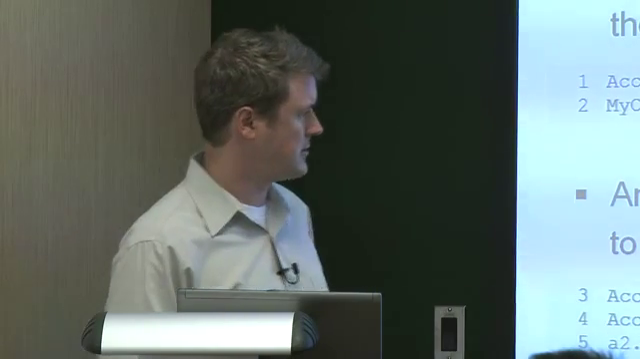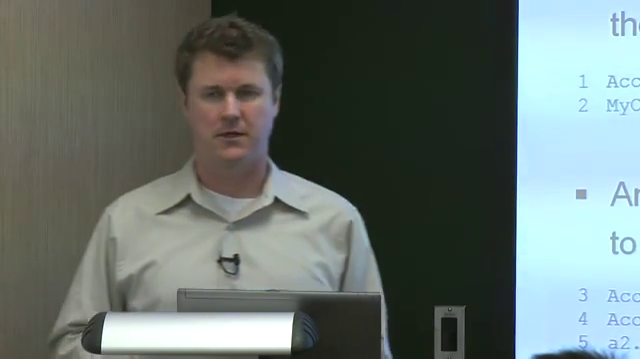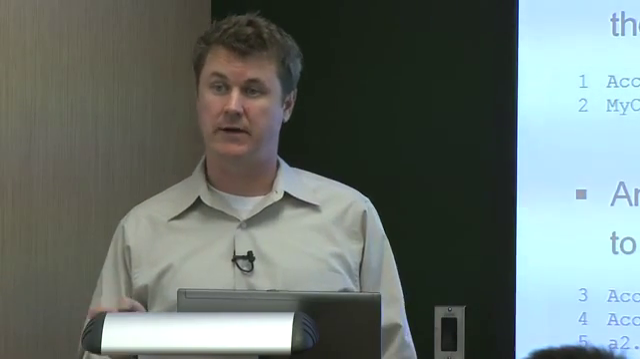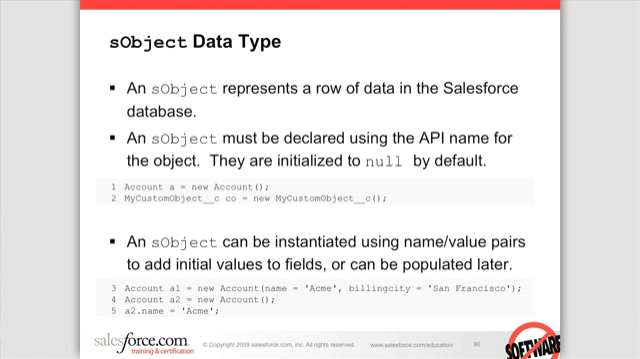When setting the field values associated with our sObjects, there is the constructor format, where we can initialize those values, and then there is the dot notation. There's really no difference between saying new Account with name equals Acme, and going down here and saying a2.name equals Acme.